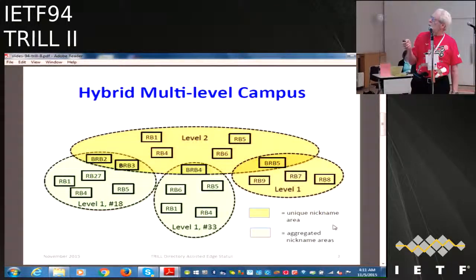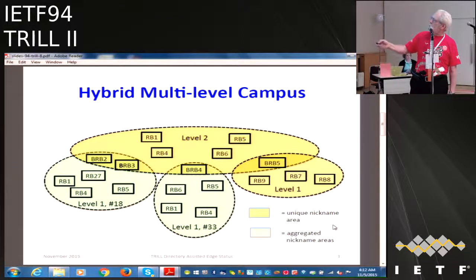So this is just a diagram to show what I'm talking about. Here are some level 1 areas, though there'd really be a lot more RBridges. Here's level 2. There are these border RBridges. They're labeled BRB, but they're not necessarily that different. You can have level 1 areas; this only shows one of them, but you could have multiple ones, which are all part of this yellowish unique nickname area. All the RBridge numbers here and the border RBridges all have unique numbers. There's no overlap in any of these numbers.